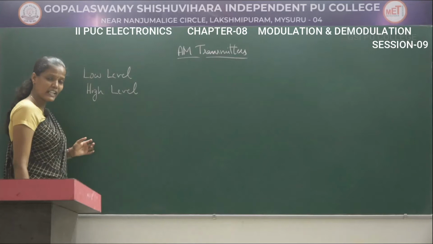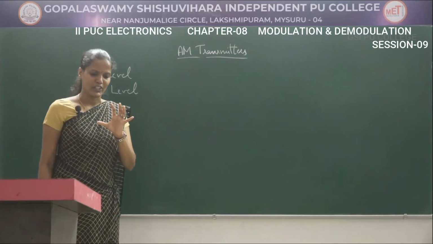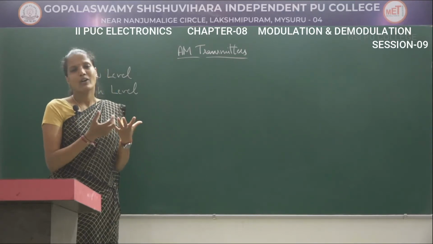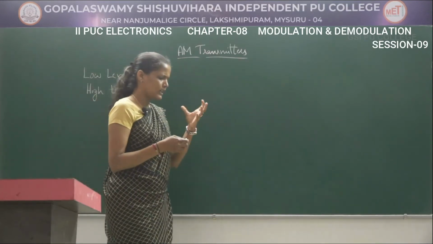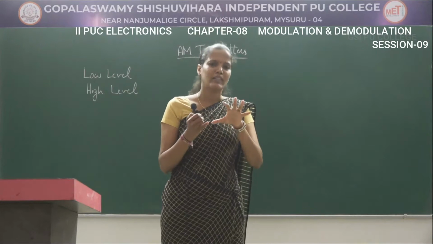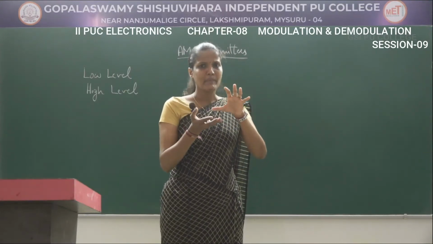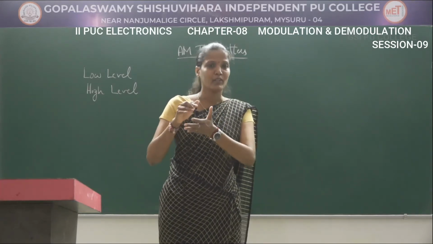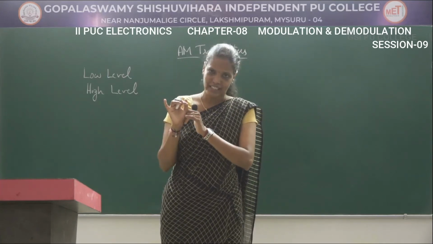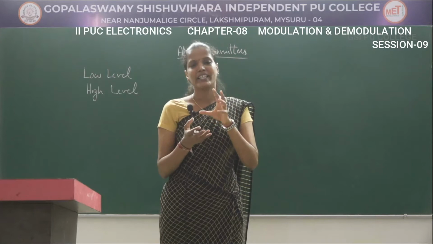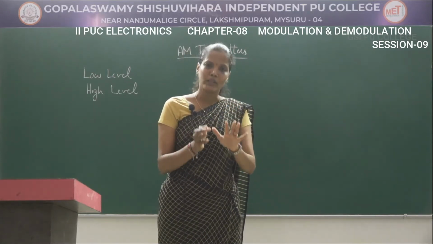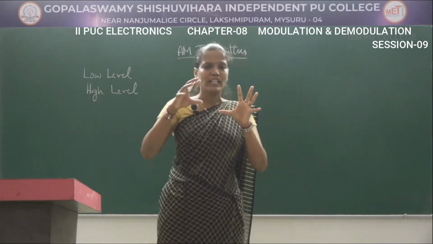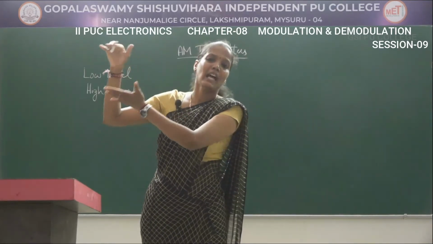So what is this low level and high level modulation? In the low level modulation, the modulation is done before increasing the power level of the signal. That is, the carrier signal as well as the modulating signal power level will be less, and at that same power level we are going to undergo the process called modulation. After the modulation process, we are going to increase the power level of the modulated signal. So the circuit required in order to modulate the signal will have less power level in the low level modulation. Whereas coming to high level modulation, the modulation process is undergone in the last stage of the transmitter.